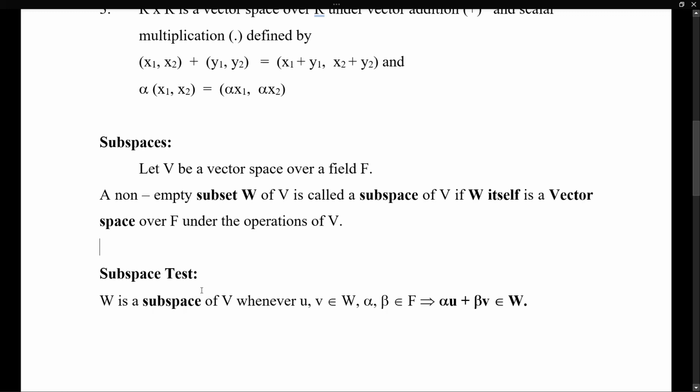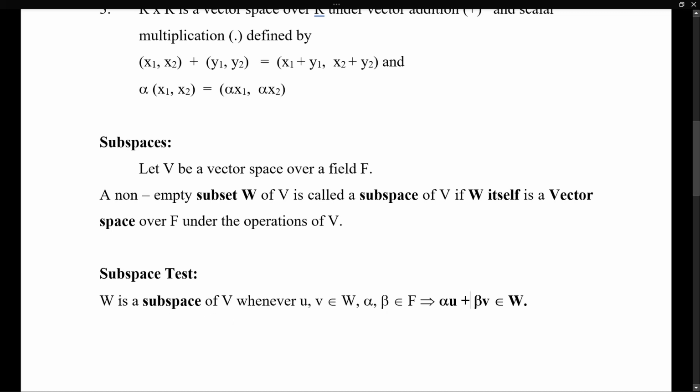This is called the subspace test. Take two vectors u and v from W and two scalars alpha, beta from F and check whether this combination alpha u plus beta v belongs to W. So this is called a subspace test.